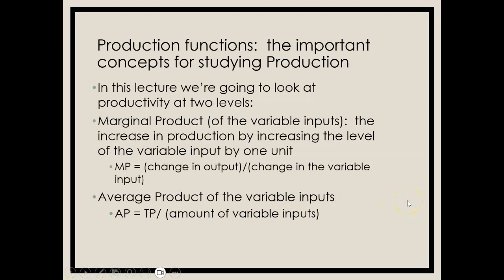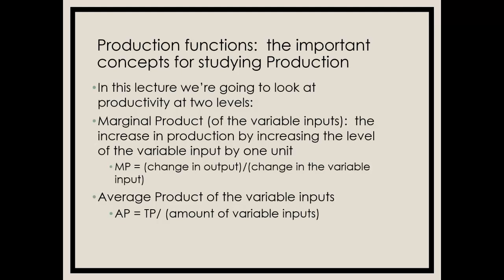In this lecture, we're going to look at productivity in two levels. We're going to take our marginal product of the variable inputs, that is the increase in production by increasing the level of the variable inputs by 1 unit, where we also have a mathematical formula. Marginal product equals the change in output divided by the change in the number of variable inputs.